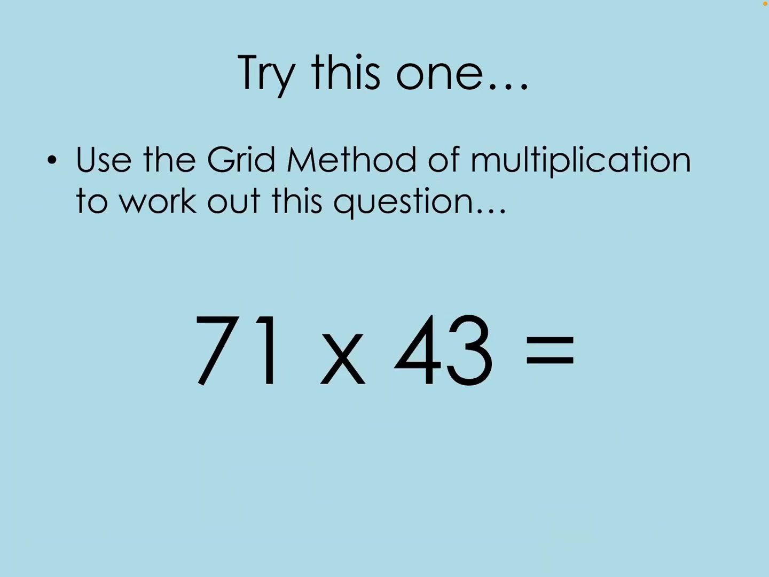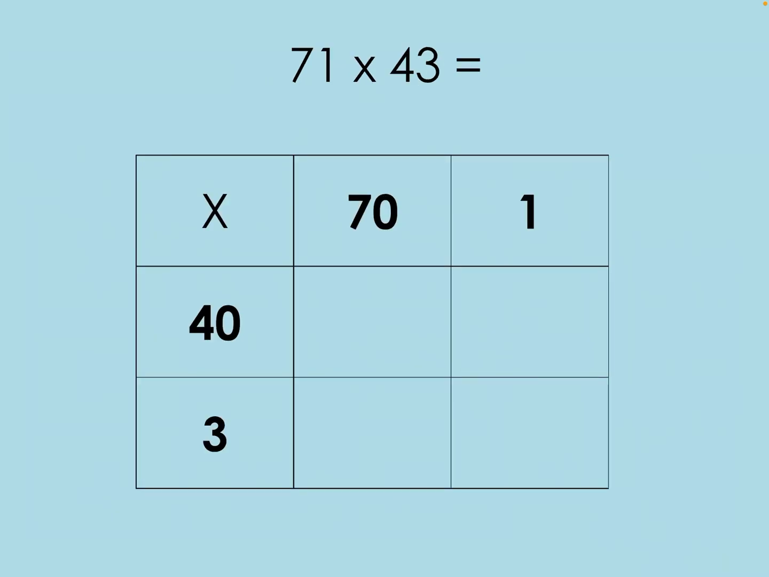What I want you to do is have a go at this one here. Give this a go. Let's see what we get. So your grid should look like this. We've broken our 71 up into 70 and 1, and our 43 into 40 and 3.